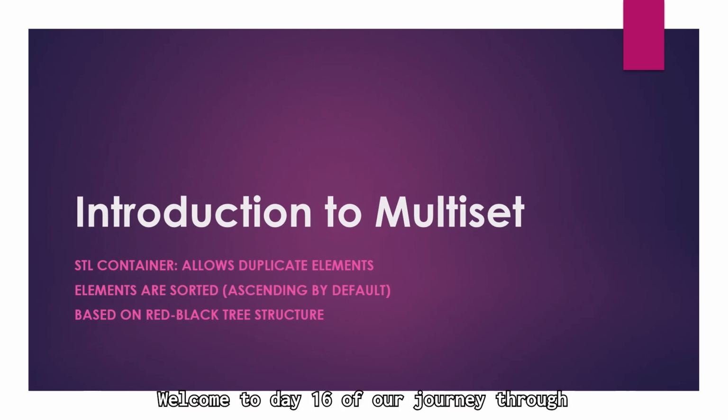Welcome to day 16 of our journey through the C++ Standard Template Library. Today we explore a very interesting and often underutilized container, the multiset. Unlike the set container, which strictly disallows duplicate values, a multiset permits duplicates, making it ideal for cases where repeated values are significant. Just like set, all elements remain sorted by default in ascending order, and this property is maintained internally using a red-black tree, which is a type of self-balancing binary tree. This structure ensures that operations like insertion, deletion, and search are always efficient regardless of the number of elements.